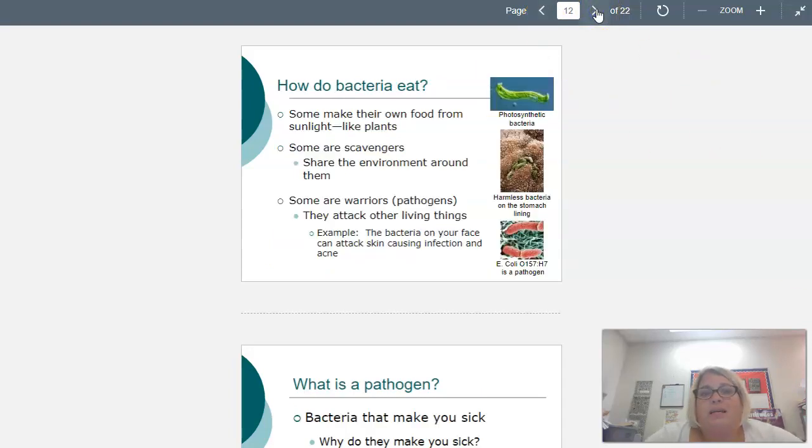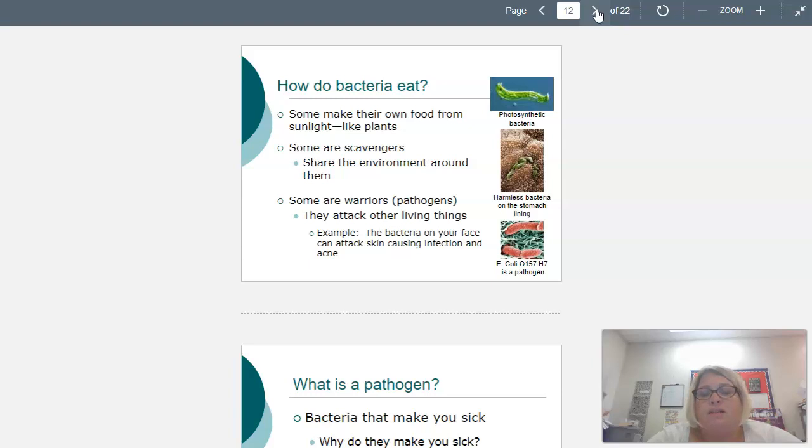How do bacteria eat? Some of them make their own food. They're photosynthetic, just like the plants. Some are scavengers, which means they eat things around them. They help decompose dead things, help decompose leaves, things like that. Some are warriors, which are your pathogens. If it's a pathogen, they attack the other living things.